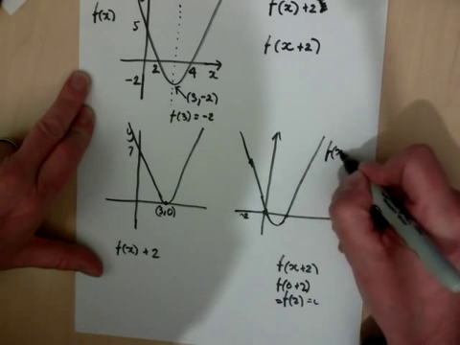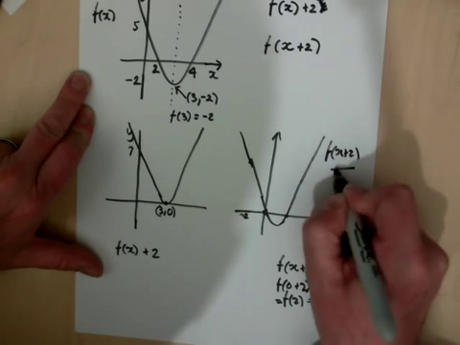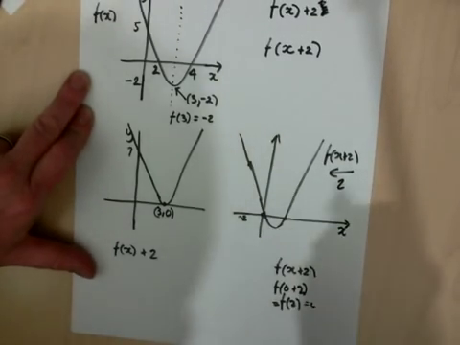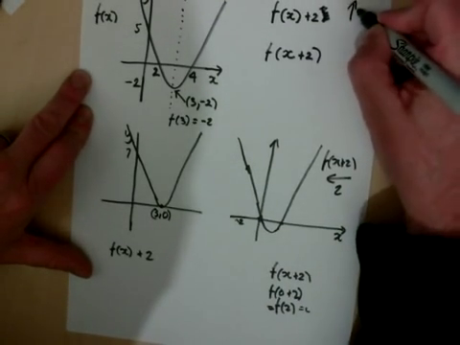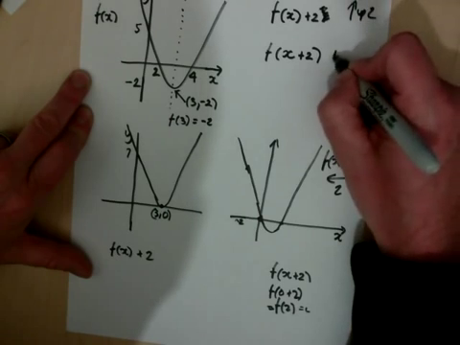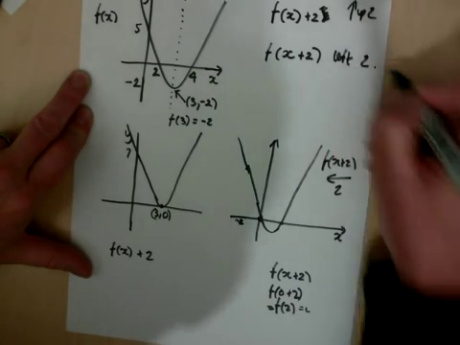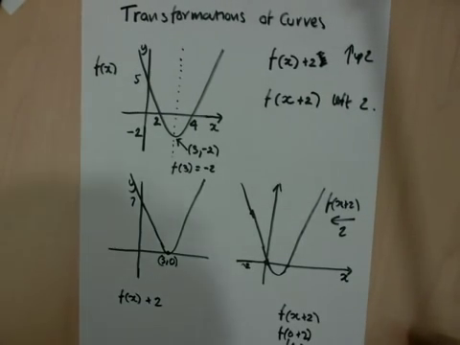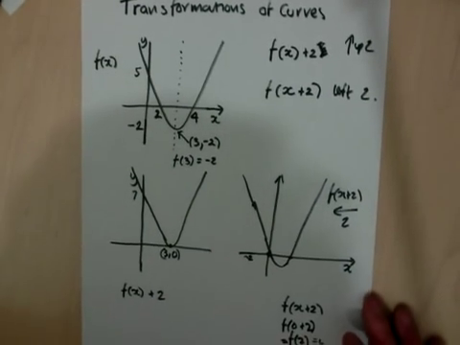So here's our f(x + 2), and it's a shift to the left of 2 units. So again, this was up by 2, and this is left by 2. And that covers the first of 3 videos I'm going to do on transformation of curves.